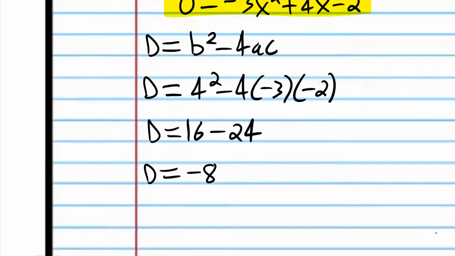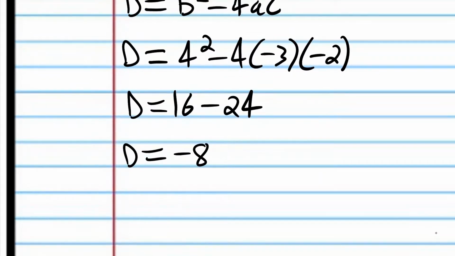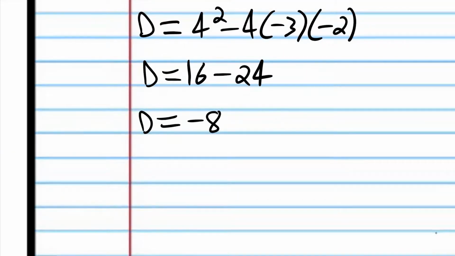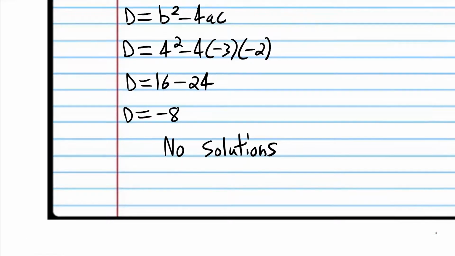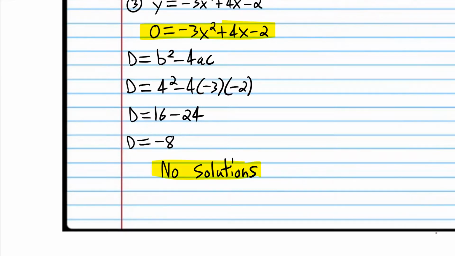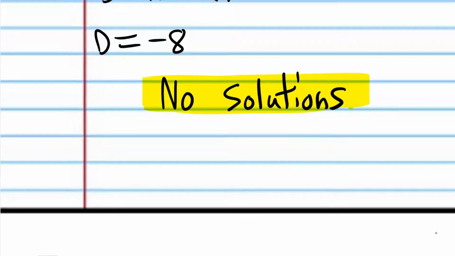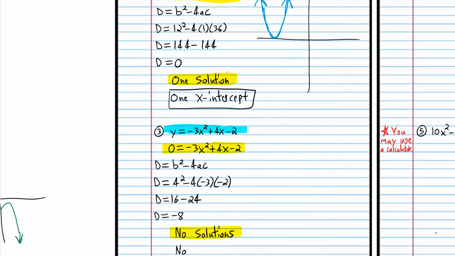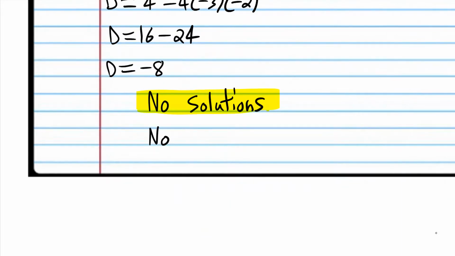Now again, it doesn't matter what the number is. We just want to know, is it negative, 0, or positive? This is negative, so that means there are no solutions to this equation up here. There's no x values that you can plug in to make y 0. So no solutions to that equation. But if there are no solutions to that equation, there's no x values that make y 0, then that means there's no x-intercepts of the graph of this equation in blue. And that's the final answer.